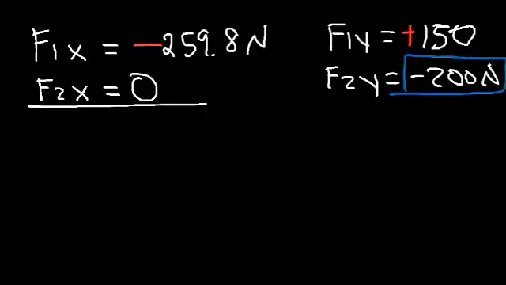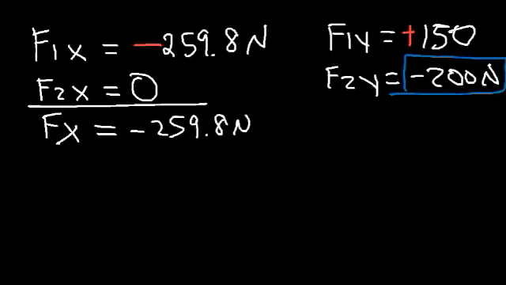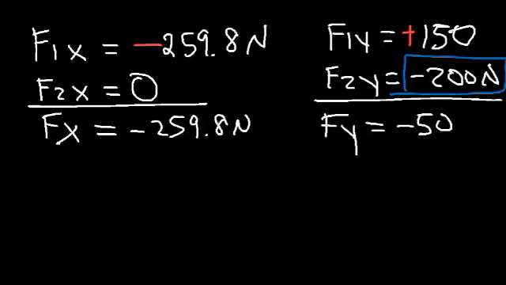So now let's add the x components together. So Fx is negative 259.8. And let's add the y components. 150 plus negative 200, that's negative 50.